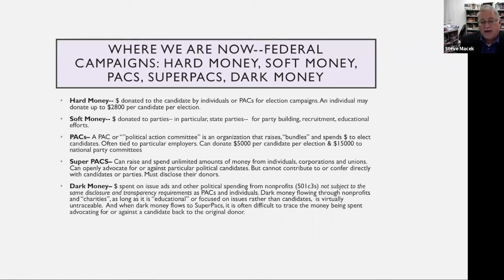Dark money flowing through nonprofits and charities, as long as it's educational and focused on issues rather than candidates, is virtually untraceable. And when dark money flows to super PACs, right? So when supposedly charitable organizations with a real political purpose donate money to super PAC organizations, it's a way of kind of laundering the money, because it's very difficult to trace the money being spent advocating for or against a candidate back to an original donor, right? All you can do is trace it back to one of these 501c3 organizations who do not have to disclose who's funding them.